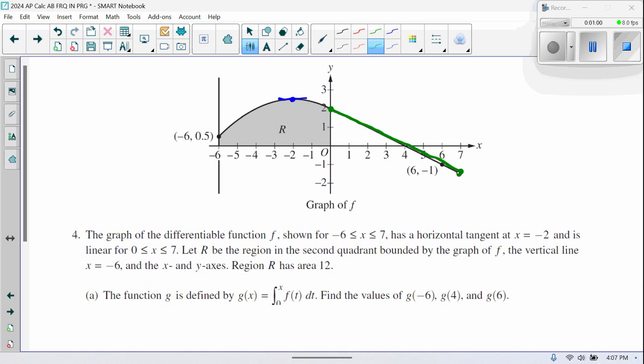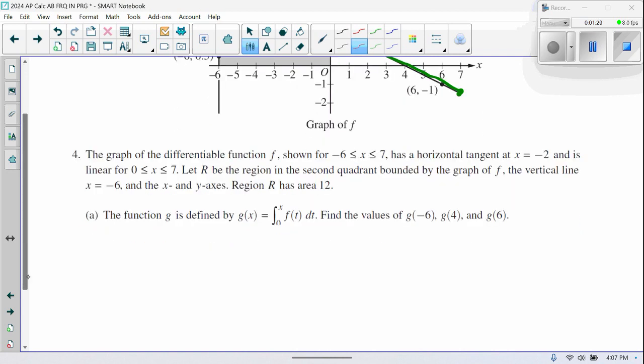Slope doesn't change. Let R be the region in the second quadrant bounded by the graph of f, the vertical line x equals -6, and the x and y axis. Region R has an area of 12. The function g is defined by g of x is the integral from 0 to x of f of t dt. Find the values of g of -6, g of 4, and g of 6.